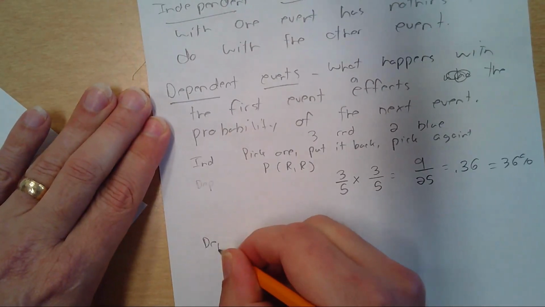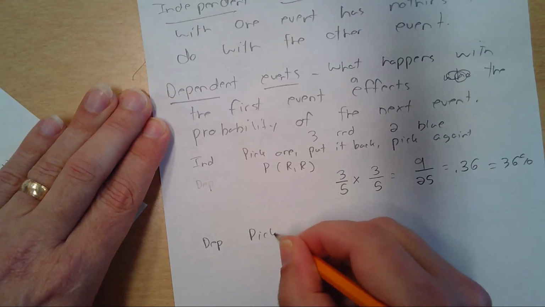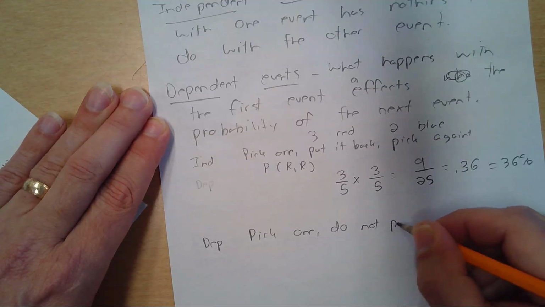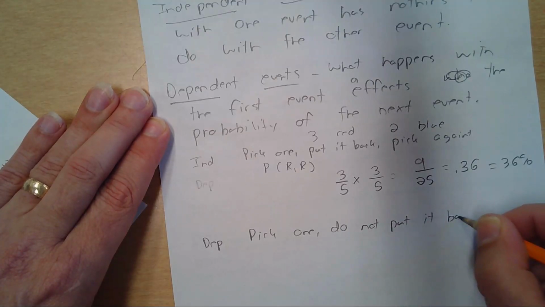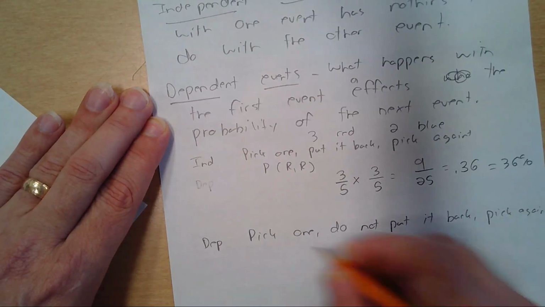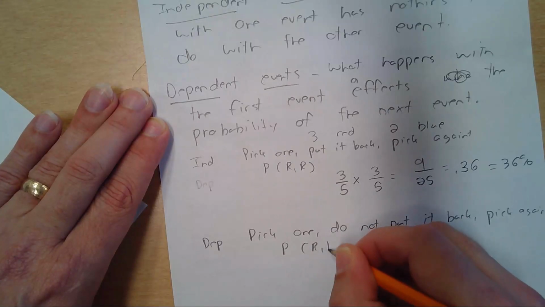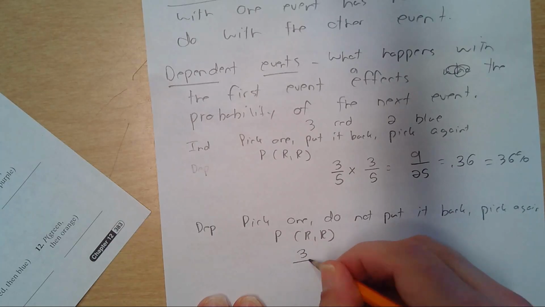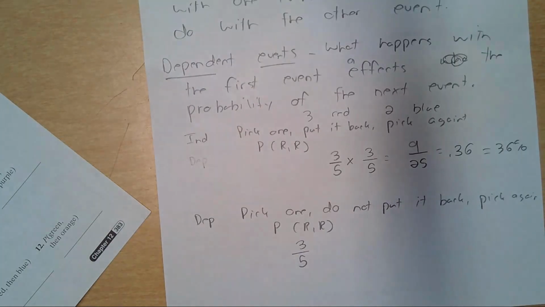If it was a dependent event, I would say pick one, do not put it back, and then pick again. So same scenario, probability of getting a red followed by a red. 3 out of 5 and 3 out of 4. So first, you were right, 3 out of 5. Nothing's changing because there's 5 marbles in the bag, and 3 of them are red.